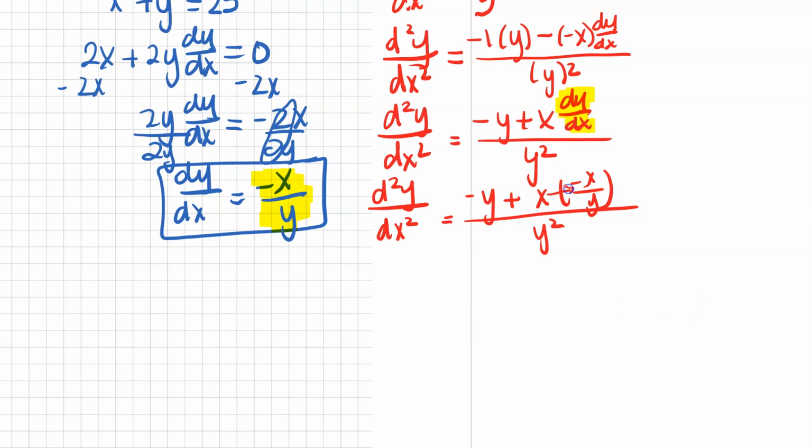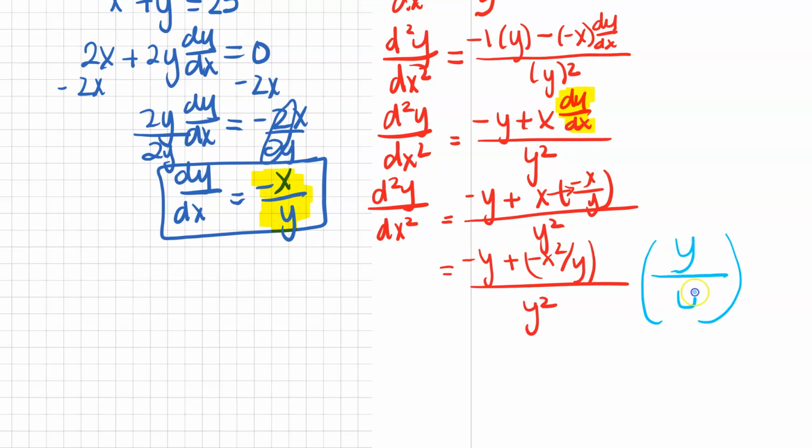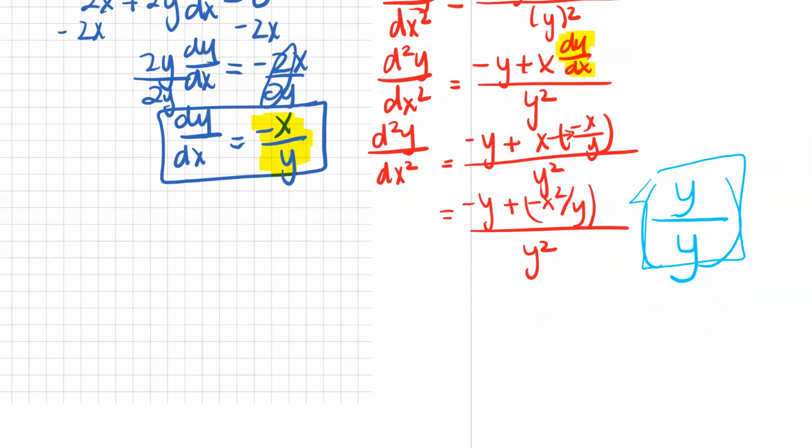So putting this part together, that would be negative y plus negative x squared over y squared. I don't like to leave fractions within fractions. Well, no one should leave fractions within fractions. So what I'm going to do is multiply by y over y. In doing this, it's going to clear out the top fraction and just amplify the bottom, which will be fine. And this is just a big old 1, so that's fine that I'm multiplying by that.